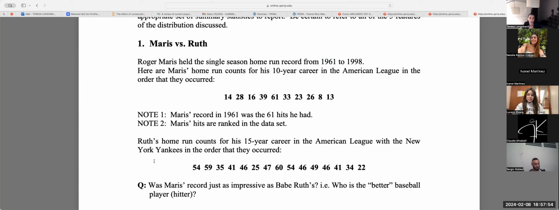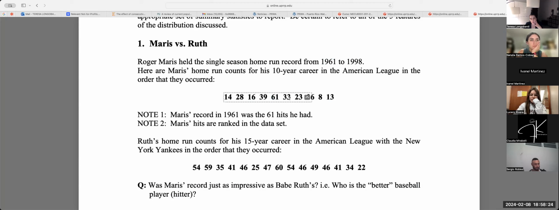So for a long time, Babe Ruth held this record throughout the 40s and 50s, and then he was replaced in the record by Maris, who had a 61 home run hit season in the middle of his career. And then more recently, this was exceeded by a player, and I don't know who it was, but I understand that this was exceeded. So now back to this.